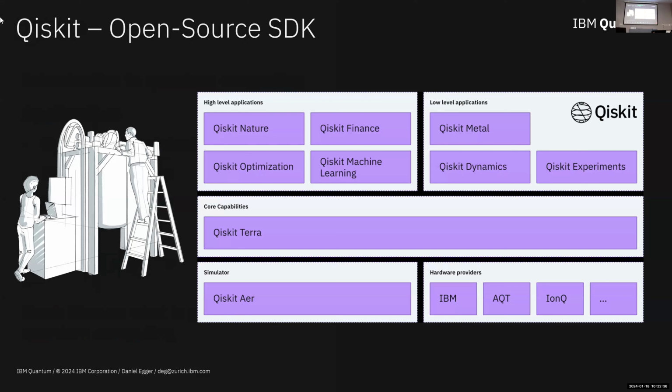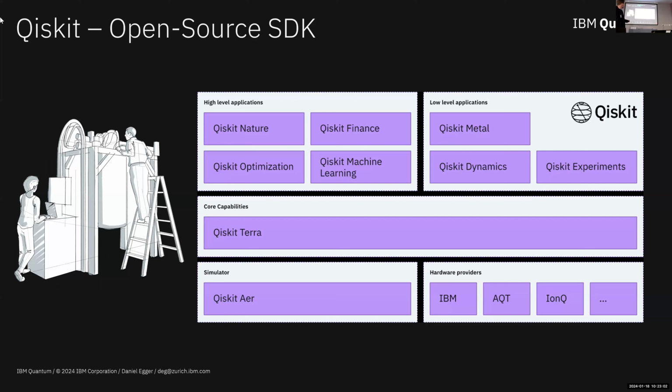The hardware providers provide you with, let's say, a connection to the different machines, right? So of course you have hardware providers for the IBM machines, but also other vendors, like for instance, Alpine Quantum Technologies, which is a startup based in Innsbruck. They build quantum computers based on trapped ions. And so they also have providers for Qiskit.